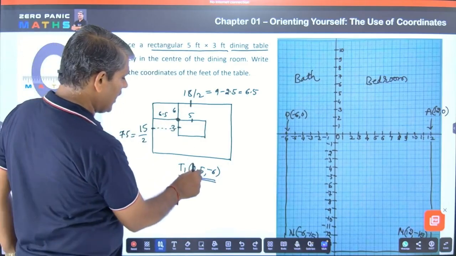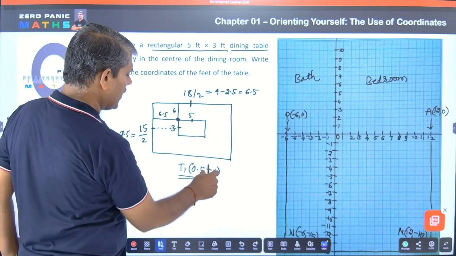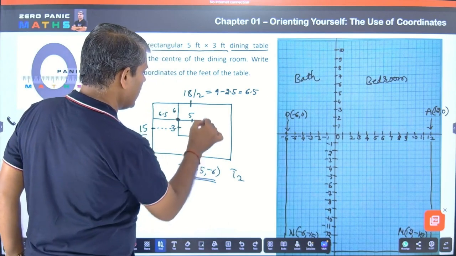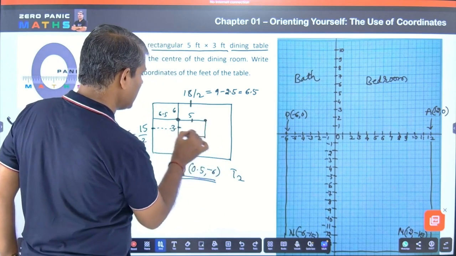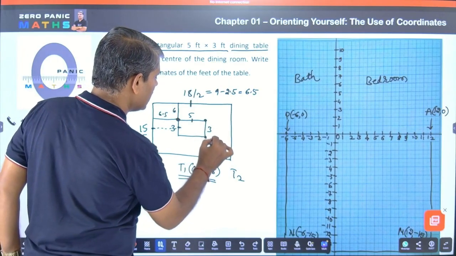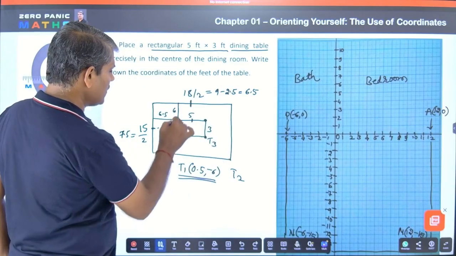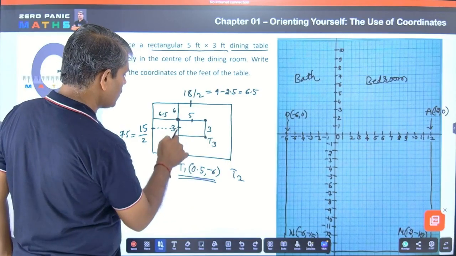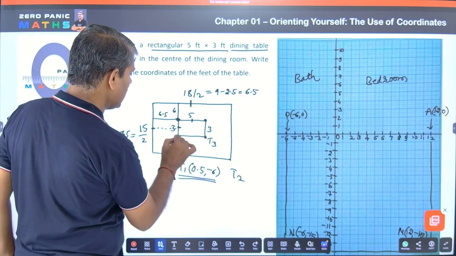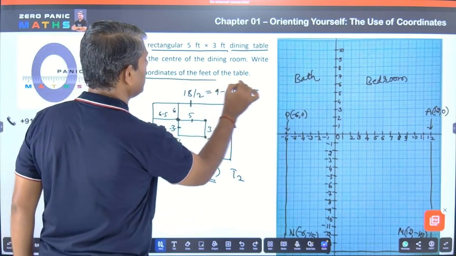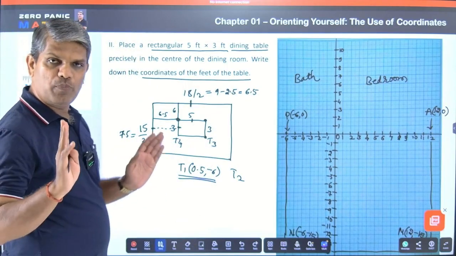And to this x coordinate, if you add 5, you will get T2. That is this point. And to the y coordinate, if you add 3, because this is 3, you will get T3. Then 0.5 remains the x coordinate, and to the y coordinate if you add 3 you will get T4. This way you are going to get all these coordinates of the feet of the table. I hope you understood this.